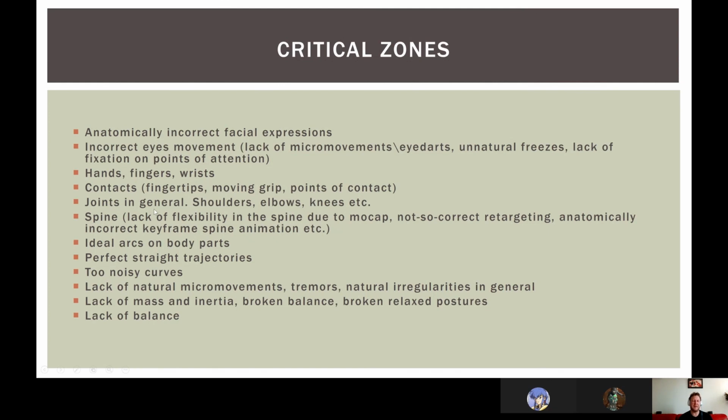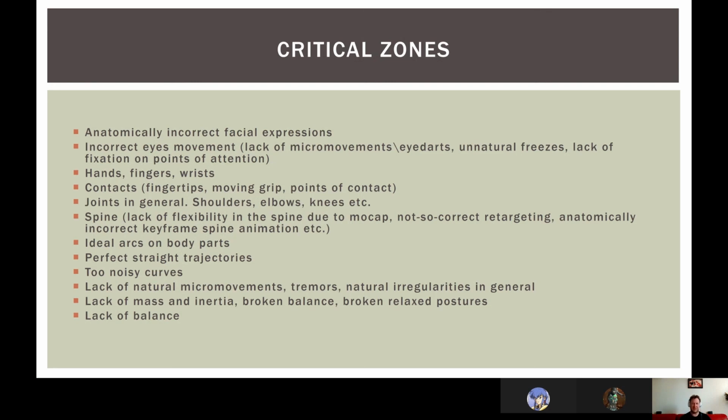Next is the spine. The spine is very important too, especially if you're working with mocap. It's a very common thing for the spine to be very rigid because of the mocap, because of the way it was recorded, or cleaned up, or retargeted to the character. There are lots of cases when the spine from the pelvis to the head is almost always just a straight line. This doesn't happen at all in the real world.